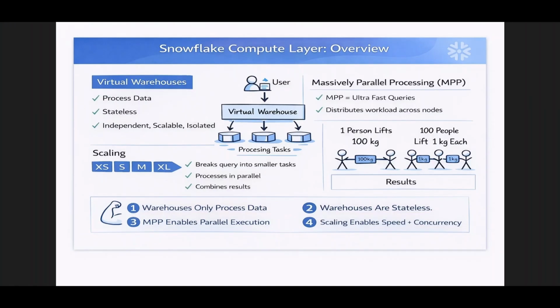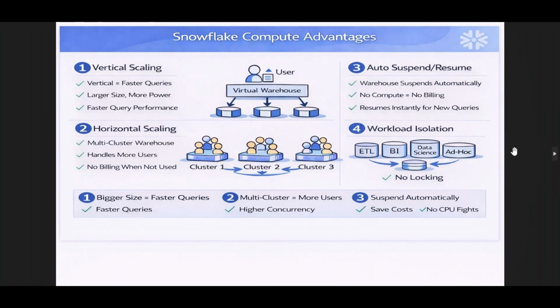Scaling is very important. Snowflake gives you two types of scaling: vertical scaling and horizontal scaling. Vertical scaling is resizing your warehouse. You can scale from extra small to extra large size. When you resize, you get more CPU, more memory, and achieve more parallelism. This helps individual queries run faster. And horizontal scaling is to achieve concurrency. If 100 users hit your database at the same time, Snowflake can spin up multiple clusters for the same warehouse. Each cluster handles a subset of users. So, vertical scaling is for faster queries and horizontal scaling is for more users.